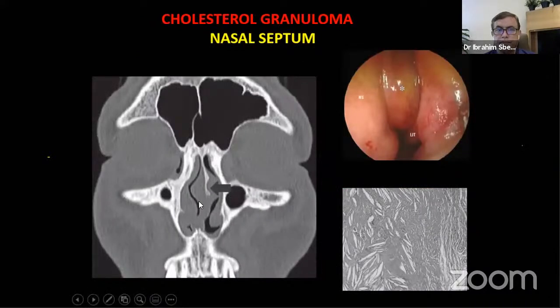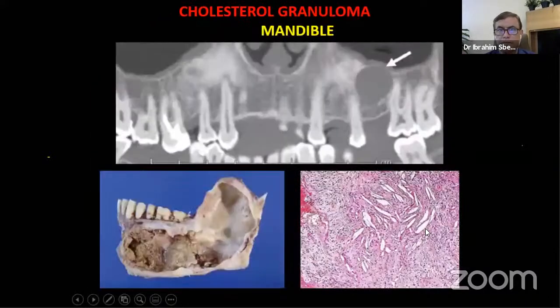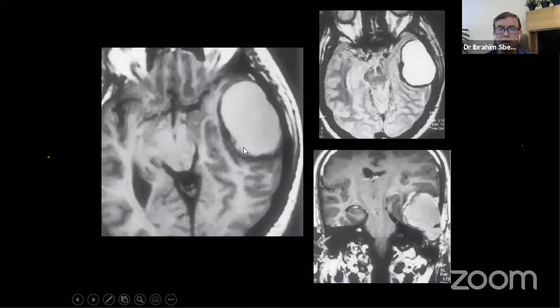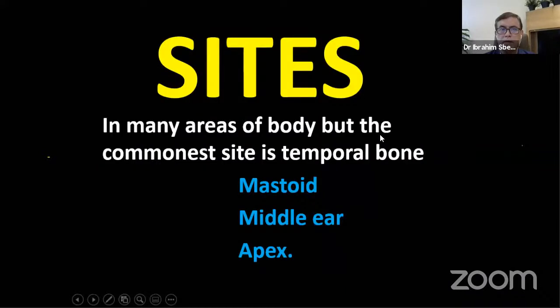Nasal septum, mandible, even intracranially, cerebral cholesterol granulomas, paper from Brazil, 2007, these were cholesterol granulomas. There are other lesions, intracerebral lesions. So again, it can happen in any site of the body, but the commonest site is temporal bone, in the mastoid, in the middle ear, or in the apex. The commonest is in the petrous bone.